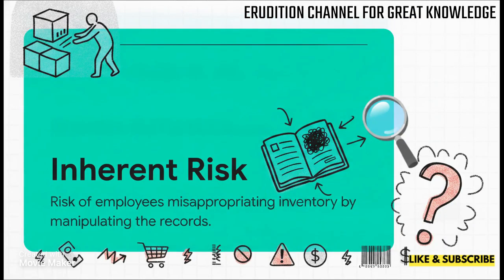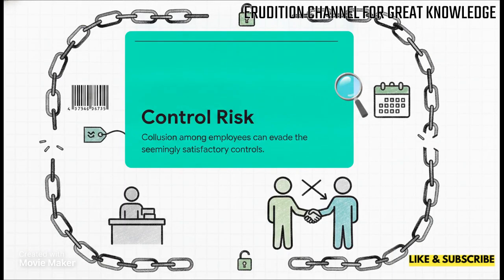Starting with inherent risk. The reality is it is entirely possible that employees might have misappropriated the inventory by manipulating the inventory records. So those inventory records might simply not be accurate. That fundamental threat leads directly to a risk of material misstatement. Now, what about control risk?